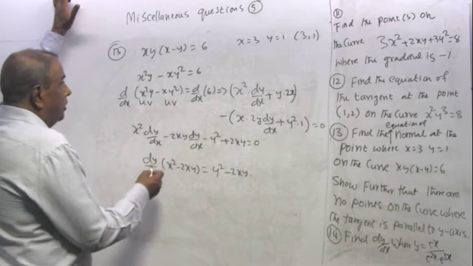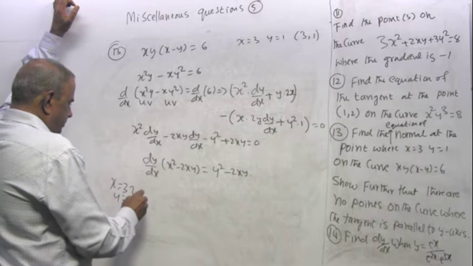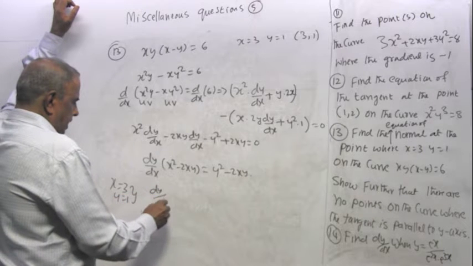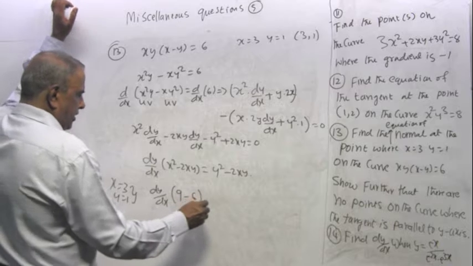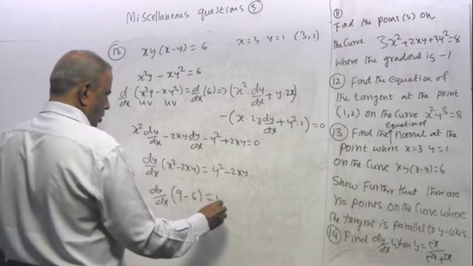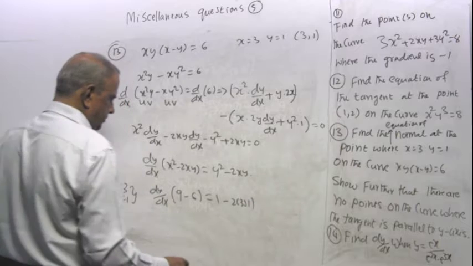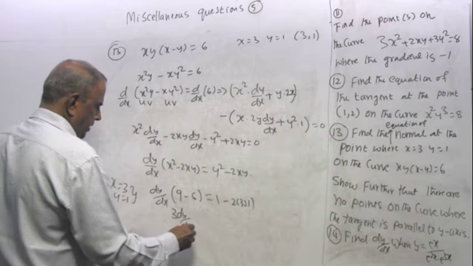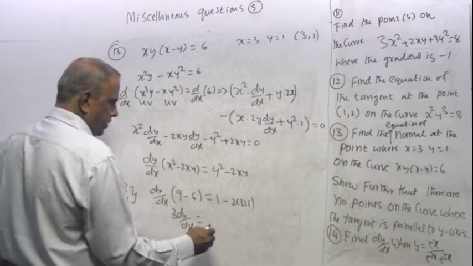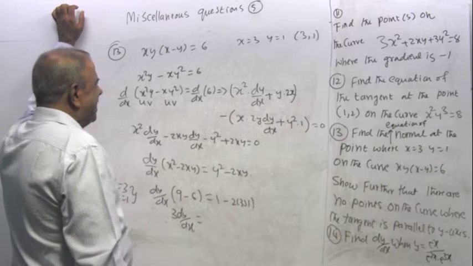Okay, now if I want to, I'll put x equal to 3, y equal to 1. So dy by dx times 3 squared is 9 minus 6 equal to 1 minus 2 times 3 times 1. So 3 dy by dx is equal to, now I'm a bit concerned, am I correct?